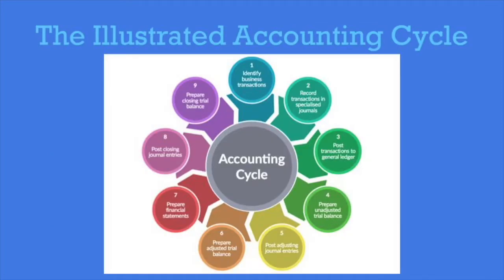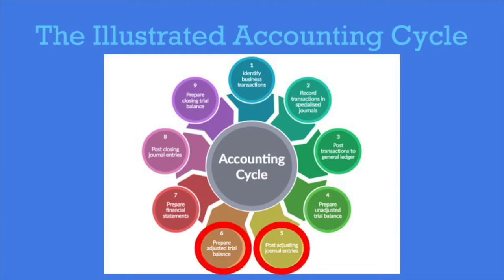What I've shown you here is the full accounting cycle. Okay, so here we are in the full accounting cycle. We're identifying business transactions at the start. We're recording these transactions. We're posting these transactions to the general ledger. We're preparing an unadjusted trial balance. And we're posting these adjusting entries now that we've kind of reached the end. And we're going to prepare an adjusted trial balance based on these adjustments that we make.